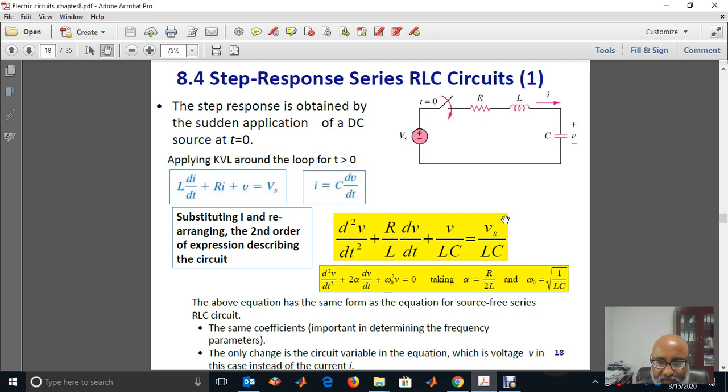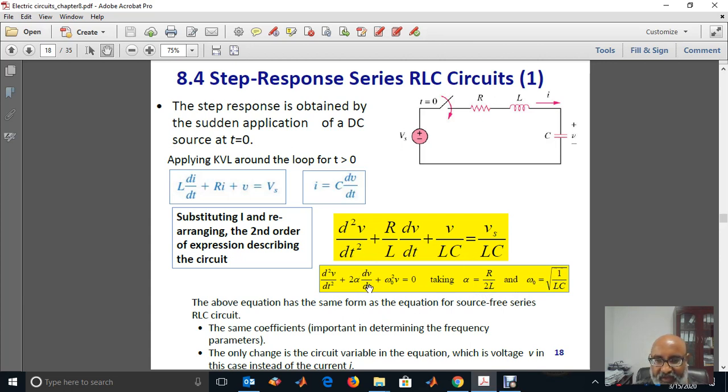If we see this equation, if the source voltage is equal to 0, then it will become source free. And with source free, we have this equation. It is similar to the source free RLC circuit, but the only difference is that in the source free RLC circuit, the parameter was the current I in the circuit. But here, the parameter of interest is the voltage V across the capacitor. So that's the only difference. Otherwise, alpha and omega naught are the same.